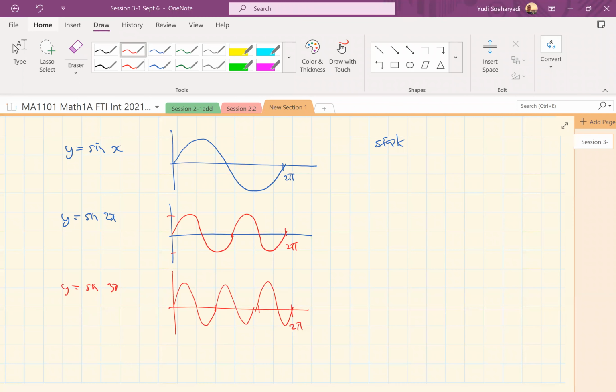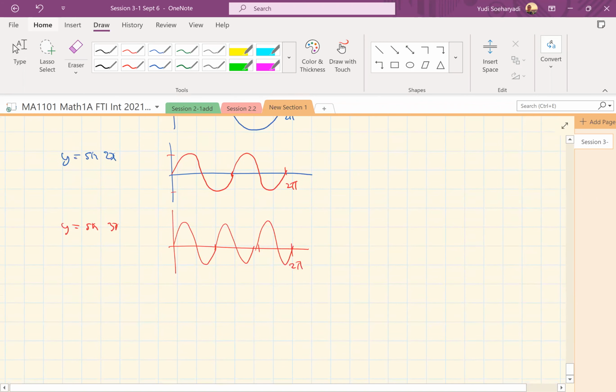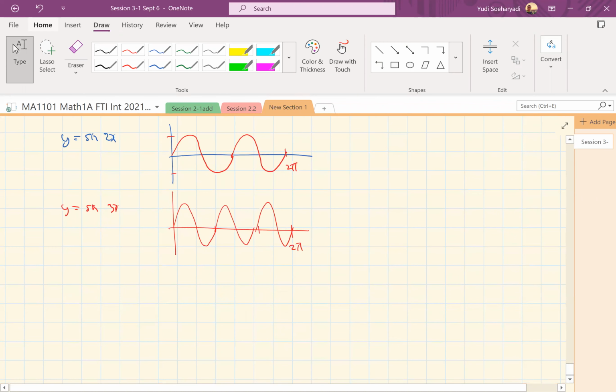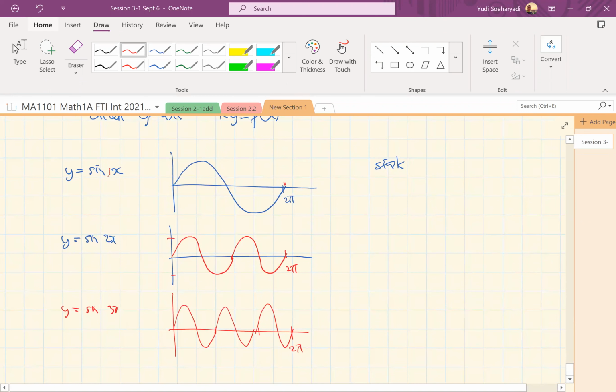If you think the sine x is just a wave, okay? This is a wave. What is the frequency here? Between 0 and 2 pi, you have a complete wave. Here you have 2 complete waves. You have 3 complete waves. Okay? So what do this 1, 2, 3 signify?